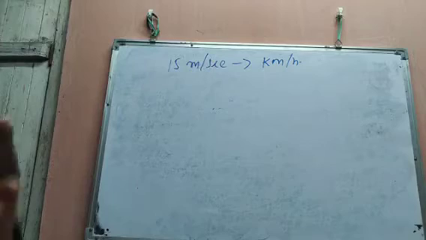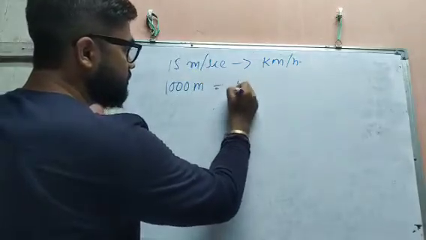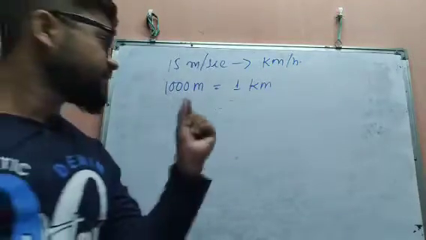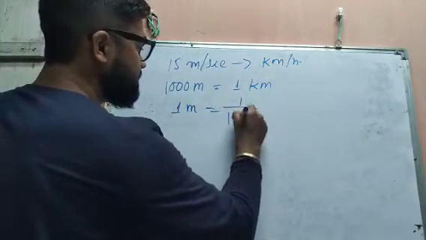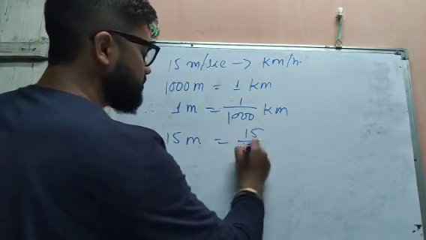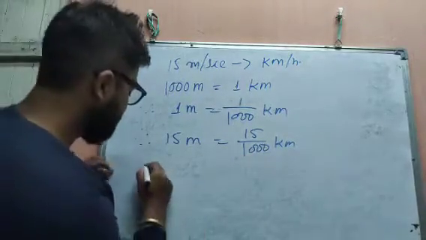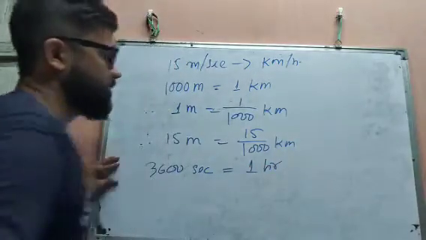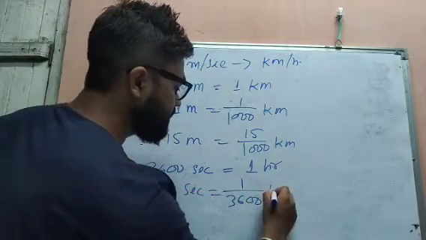Okay, so to convert this, we must know 1000 meters equal 1 kilometer. We are going to use the unitary method to solve it. So 1 meter equals 1/1000 kilometer. Therefore 15 meters equal 15/1000 kilometer. Again, for the time, 3600 seconds equal 1 hour. Therefore 1 second equals 1/3600 hour.